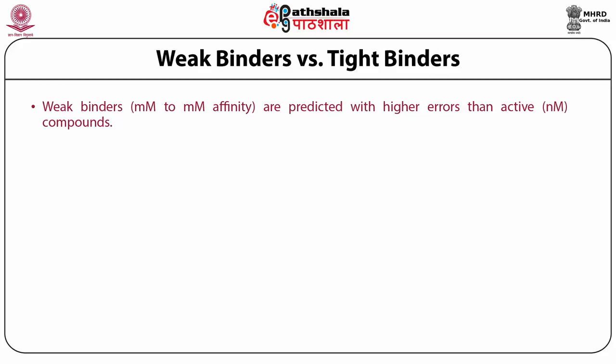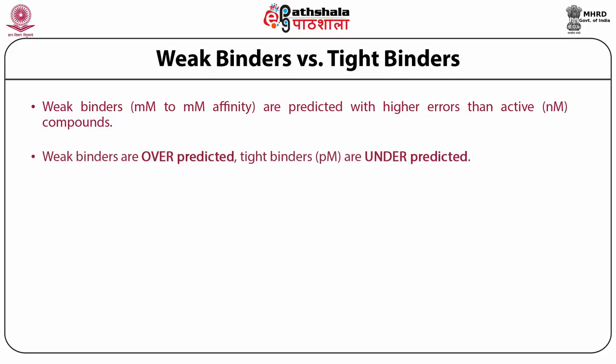However, most often what has been seen is that weak binders are always over predicted. So there is a high chance that it will not bind, but you predict it by scoring functions as a low value. And tight binders, which are actually very good binders, are under predicted. That is, they are predicted as if their values would be nanomolar to micromolar. This makes for a very difficult scenario to evaluate any scoring function, and designing compounds based on these might turn out to be very difficult.